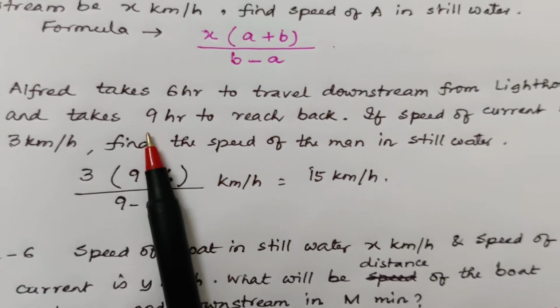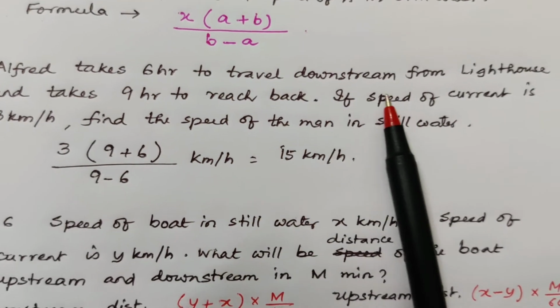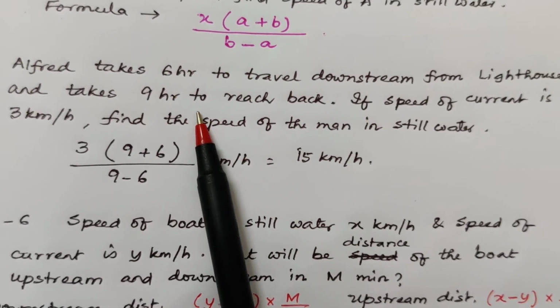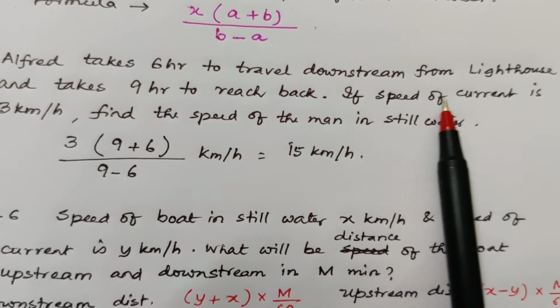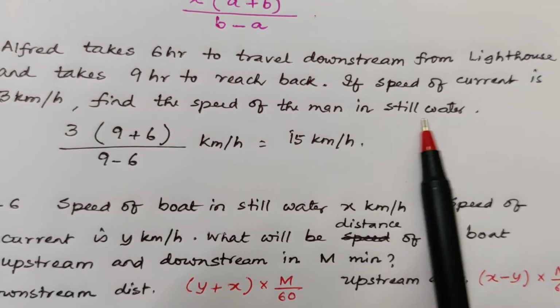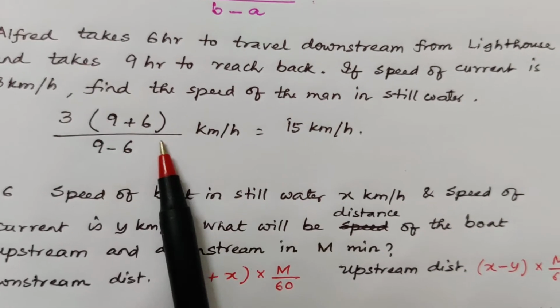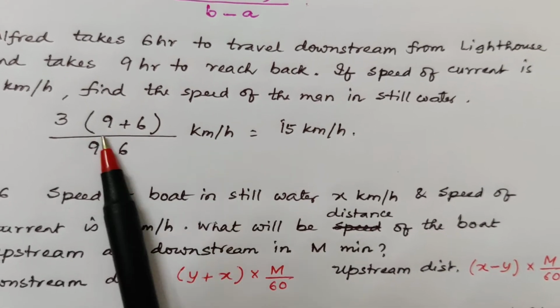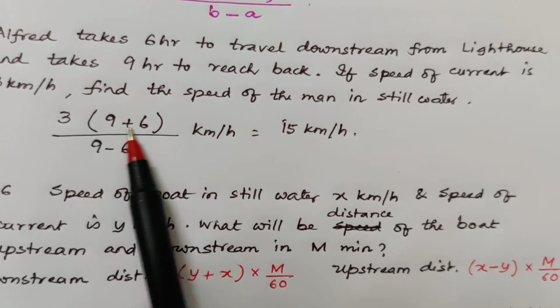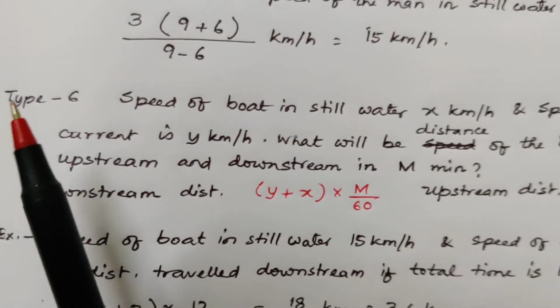This is an example. Alfred takes 6 hours to travel downstream from a lighthouse and takes 9 hours to reach back. If the speed of the current is 3 km per hour, find the speed of the man in still water. So 3 into (9 plus 6) by (9 minus 6). So here it is 3 cut, so this is 15 km per hour.